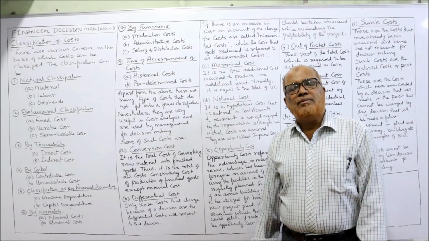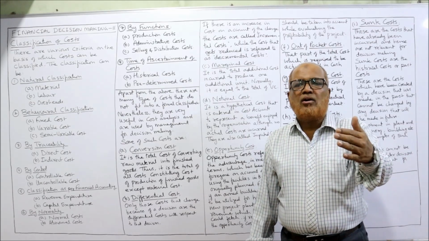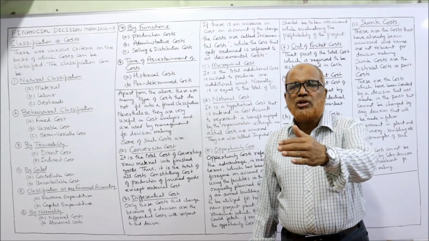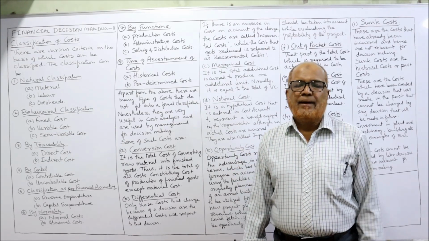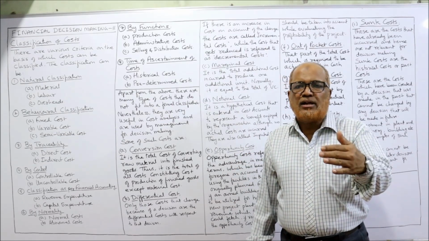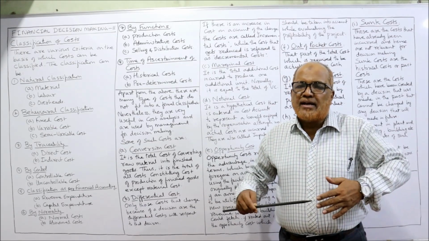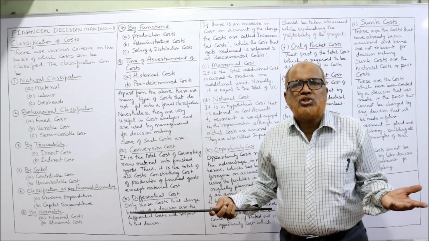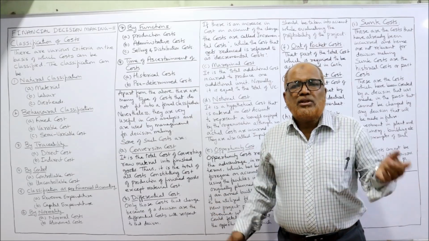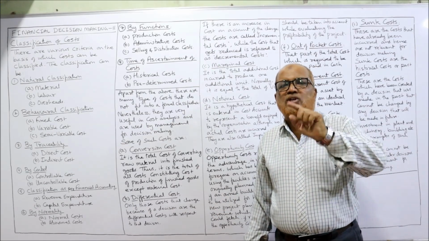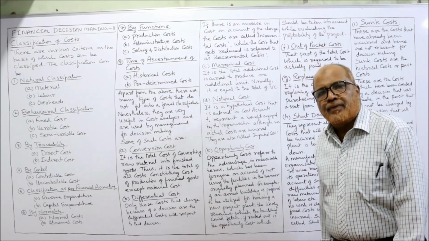Next comes differential cost. The differential cost means the change in the cost due to a decision made by the management. The management has taken a decision due to which the cost changed. If the management has not taken any decision, there is no change in cost. So the change in cost due to a decision taken by the management is called differential cost.